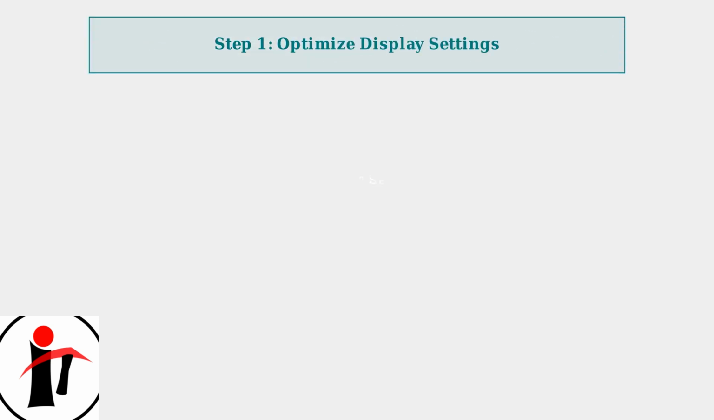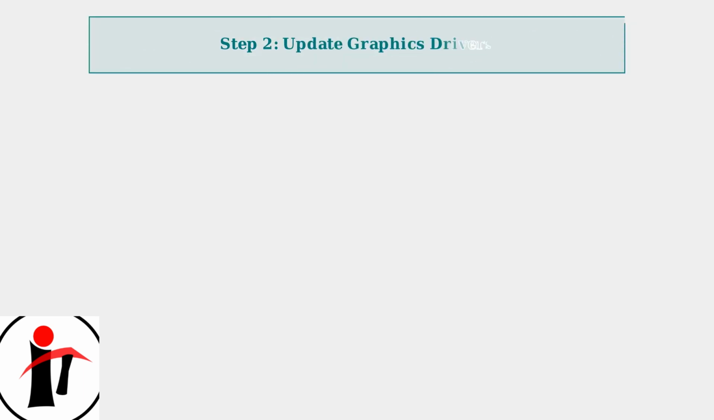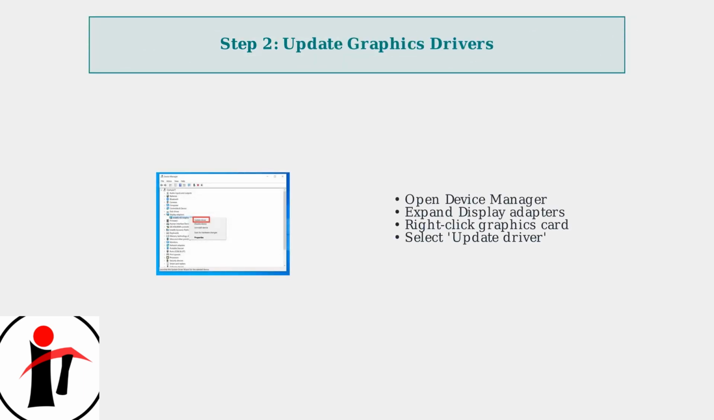The first step in fixing your Sceptre monitor is optimizing your display settings. Set your refresh rate to 60 Hz, which is the most stable setting for Sceptre monitors. Next, update your graphics drivers to the latest versions. Outdated drivers are a common cause of display issues and can be easily fixed through Device Manager.